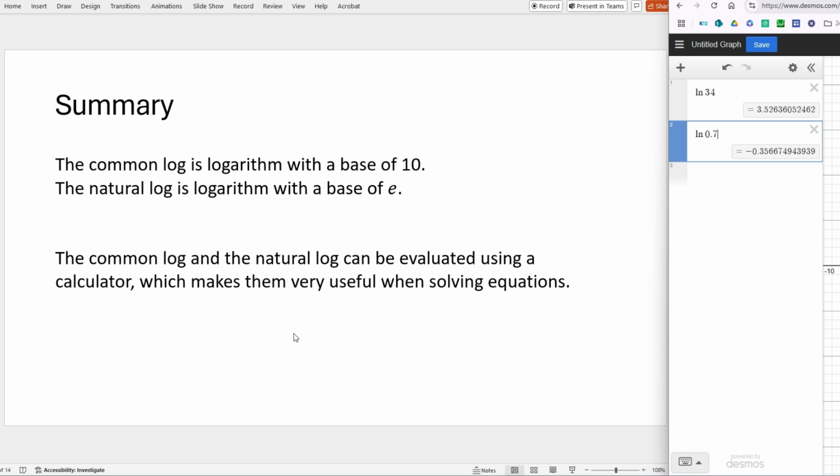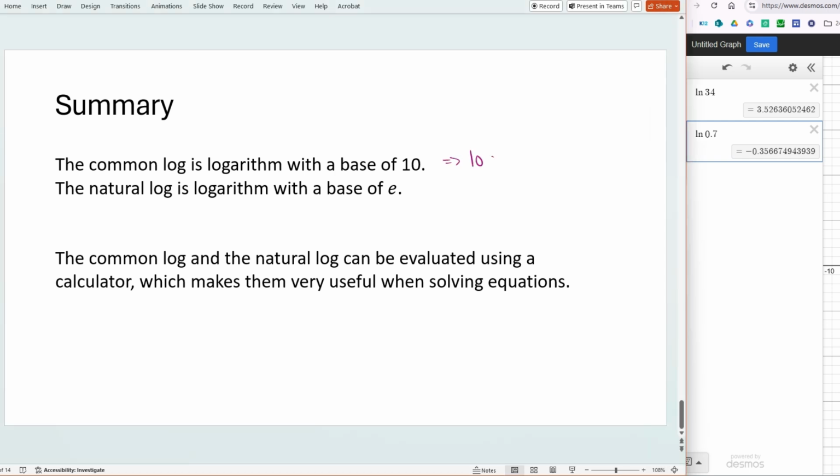So remember, the common log is a log with a base of 10. The natural log is a logarithm with a base of e. And remember, you'll see these written differently. You'll see the common log written as the log of a, whatever you're taking the log of, and then the natural log you'll see written as the natural log of a. Okay. The common log and the natural log can be evaluated using a calculator, which is what makes them very useful when you're working on solving equations.